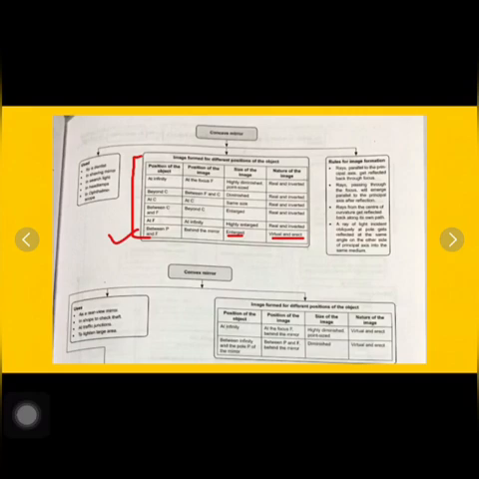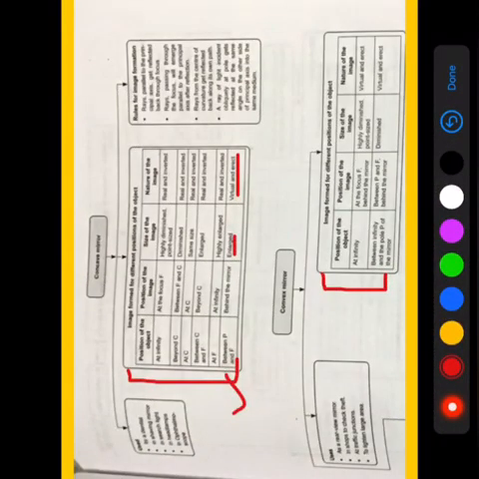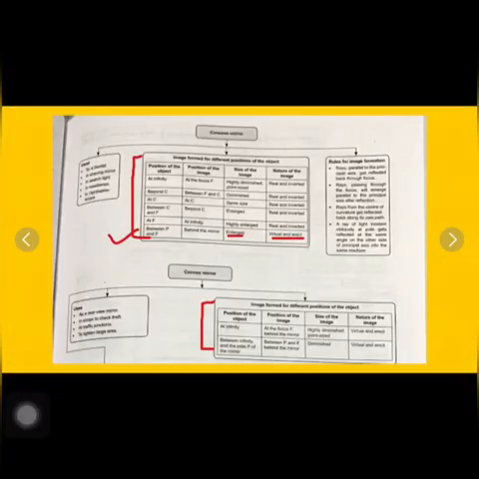Now the convex mirror. There are only two cases for the image formation by a convex mirror. First, if the object is placed at infinity, the position of the image will be at the focus behind the mirror. The image will be highly diminished. The nature of the image will be virtual and erect. The other case is if the object is placed between infinity and the pole of the mirror, the image will be formed between P and F, behind the mirror. The image will be highly diminished and the nature will be virtual and erect.